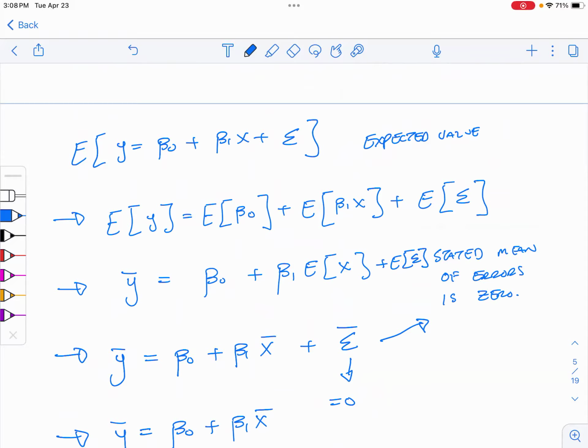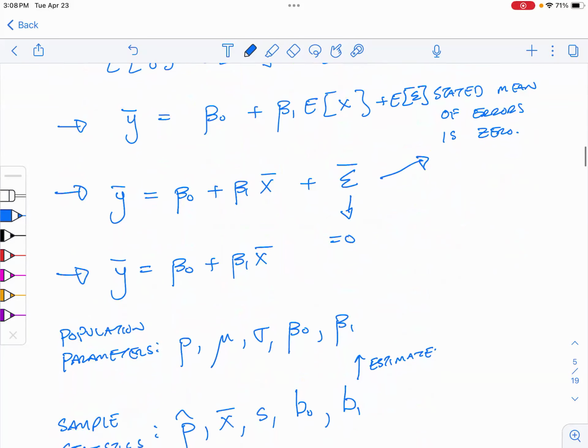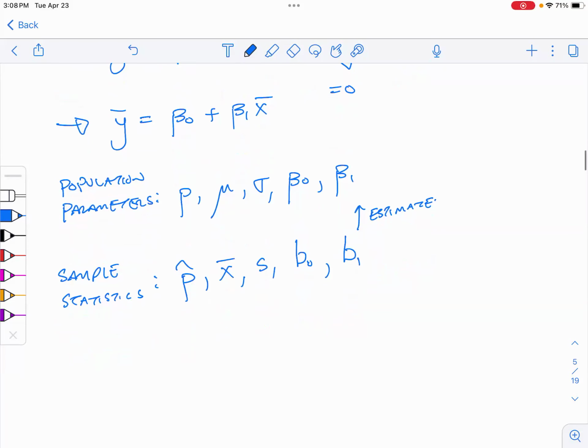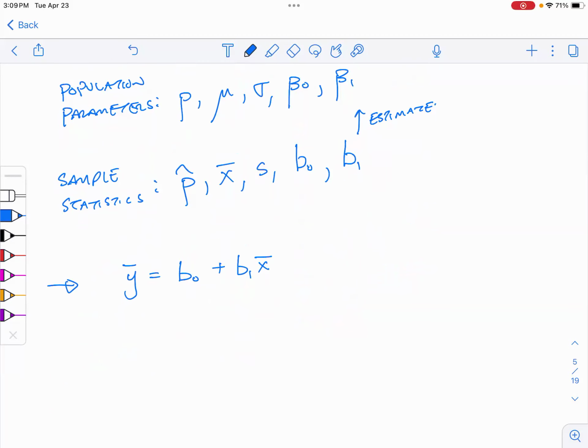So we initially did an expected value. We got it down to an equation with parameters. Then I'm going to estimate those parameters with sample statistics. And so this is the form of our regression line. And I did all that justification just to say these two words.